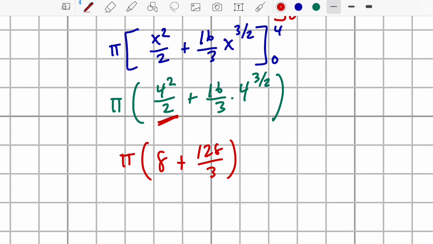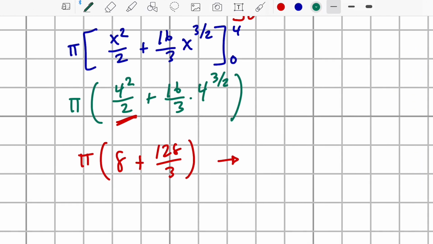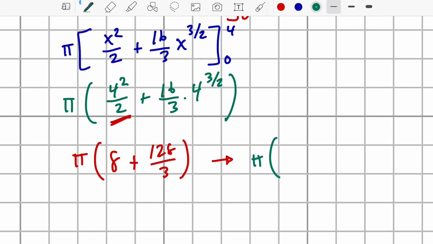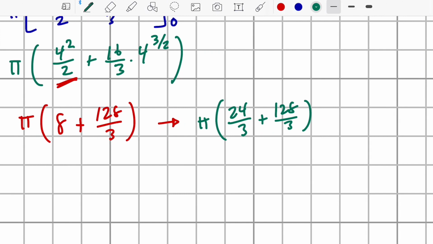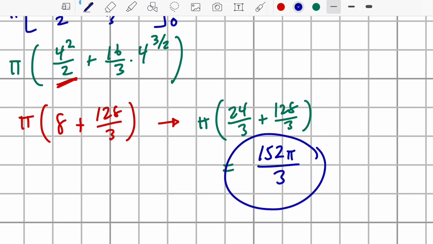Now let's see, can we divide that? No, we can't. So what that means is that I need to rewrite the 8 as a fraction with a denominator of 3. So that would be 24 over 3, because that gives me 8, plus 128 over 3. Now I can combine those two. 128 plus 24, that's going to give me 152. So the final answer is 152 pi over 3 cubic units.